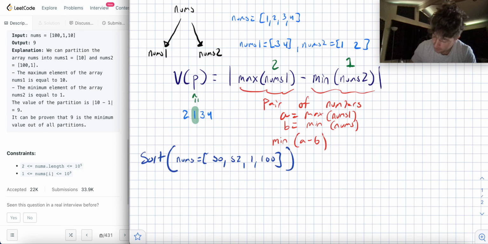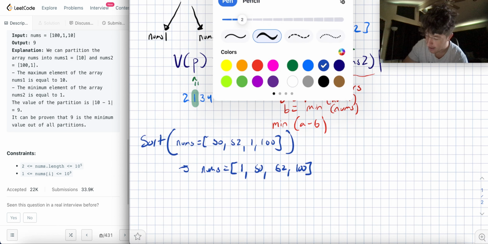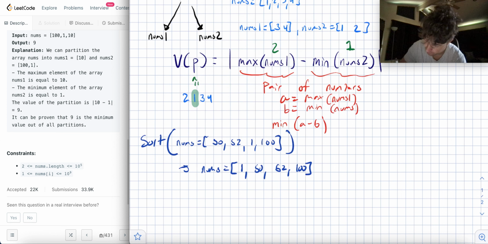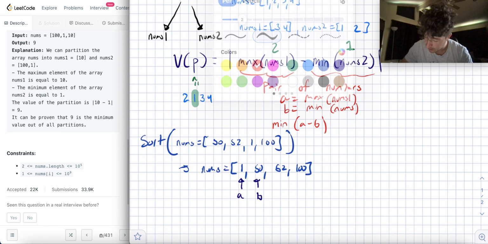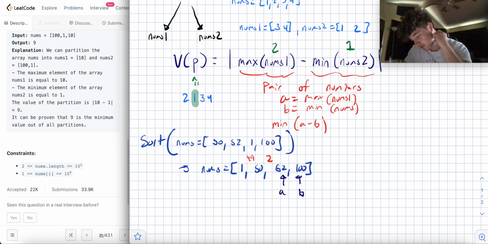And that'll give me nums equals 1, 50, 52, 100, right? And then what I can do is I can say, well, what if I have A equal this and B equals this? Then the difference is 49, right? So if I do that, I get 49. If I move this over, I get the difference is 2. And if I move it over again, I get the difference is, quick math, 48.